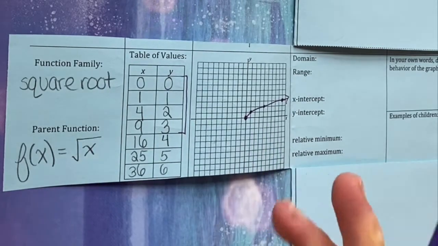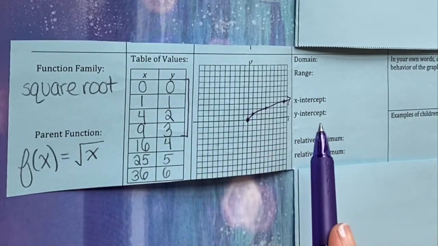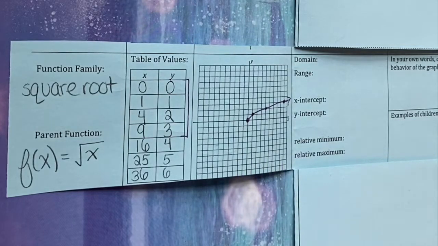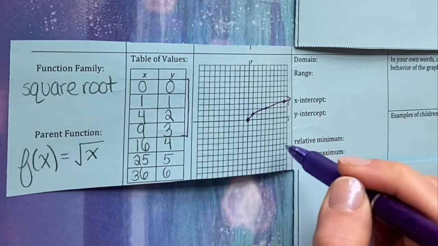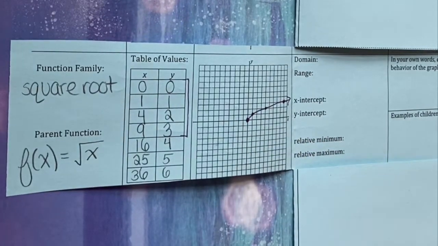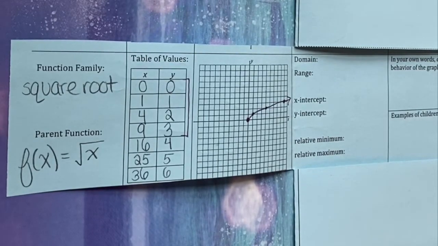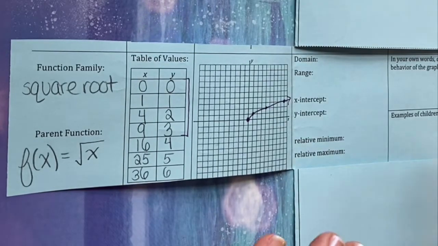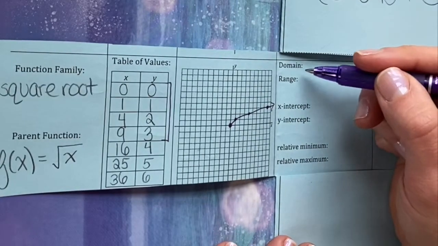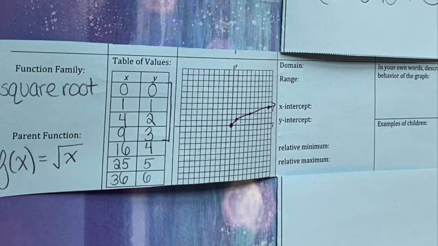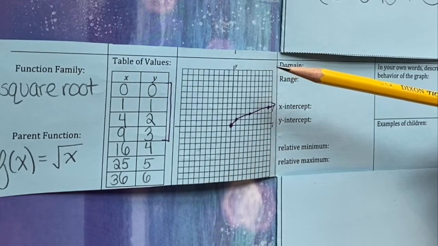So remember, this graph could move to the left, to the right, could move up or down, it could be reflected, so it could face down. It all depends on what your equation looks like. So that brings us to our domain and range. The domain is talking about our possible x values. Range is talking about your possible y values.